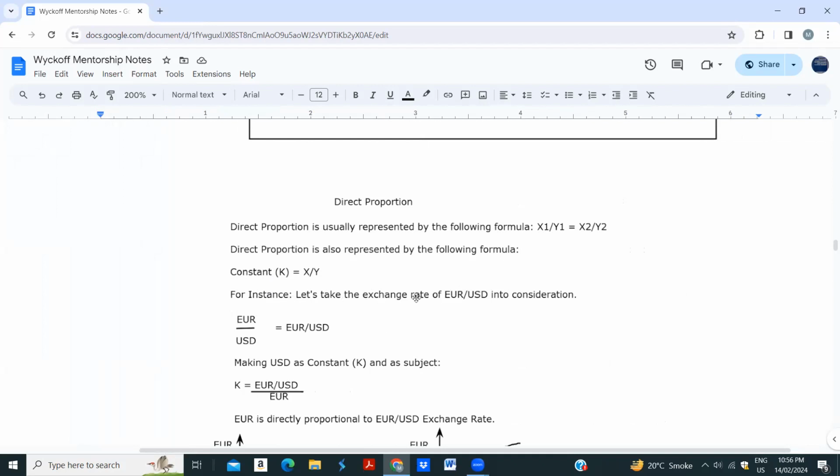For instance, let's take the exchange rate of euro US dollar into consideration. Euro divided by US dollar is also equal to the euro USD exchange rate. Now I'm going to explain this on the whiteboard, using the formula of direct proportion.